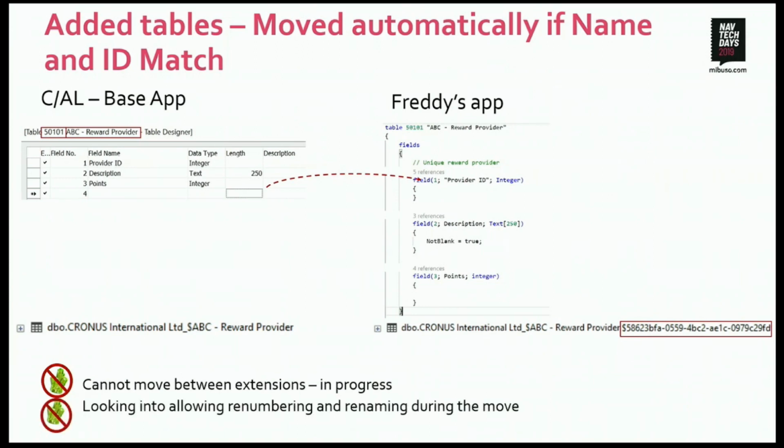We are looking into easing up this requirement that the number and the name need to match. So we would like to give you an ability to automatically renumber and rename, because that can be a difficult process, right? And ideally, if you would like to move it to the ISV range or PTE range, it should be easier in general. So the team is currently looking into if that is possible and how much it is going to cost.